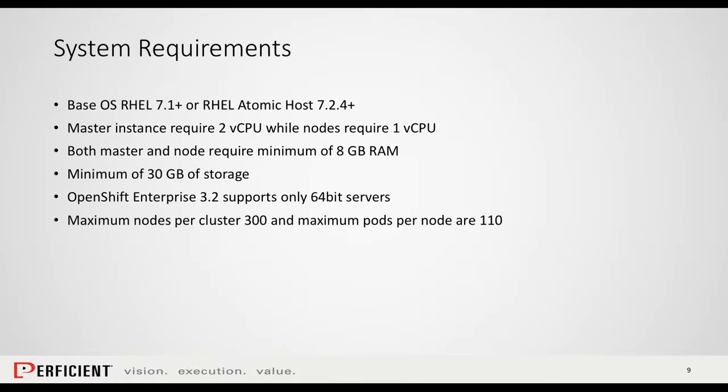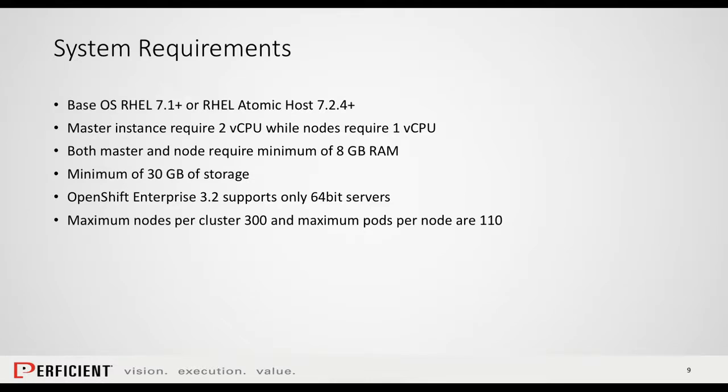So in terms of system requirements for OpenShift Enterprise, it needs to run on Red Hat Linux 7.1 or more, or if you are running an Atomic server, you need 7.2.4. For the master node, you need at least 2 virtual CPUs, and for each other node, you need at least 1 virtual CPU. For the master and the nodes, you need a minimum of 8 GB of memory, and you need at least 30 GB of storage on any master or node in this cluster.